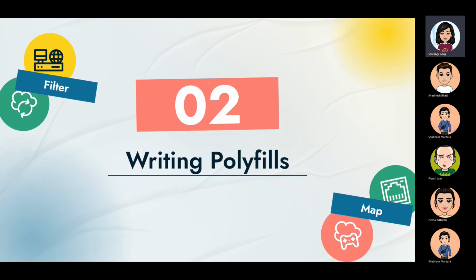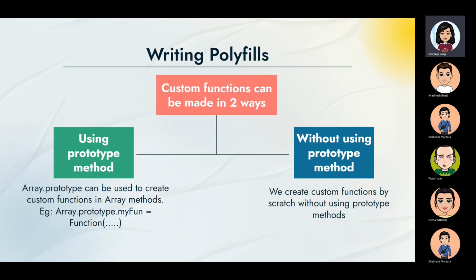So now we will write a few polyfills. Till now, you must have gotten an idea that writing polyfills is like writing a custom function, which replicates the functionality of a function which is not compatible with older browsers. For example, consider the map function. If the map function is not supported by Internet Explorer, we will create a similar kind of custom function which has the same functionality as that of the map function.